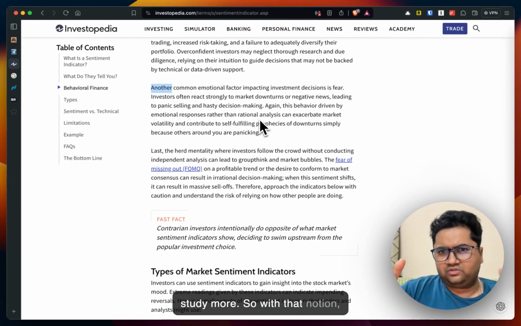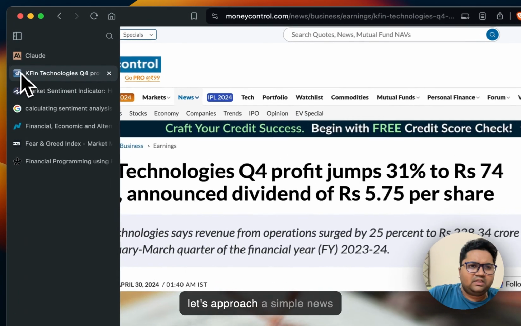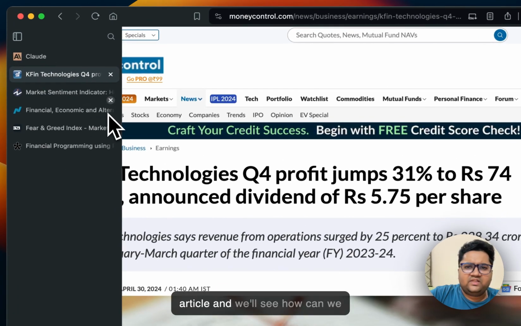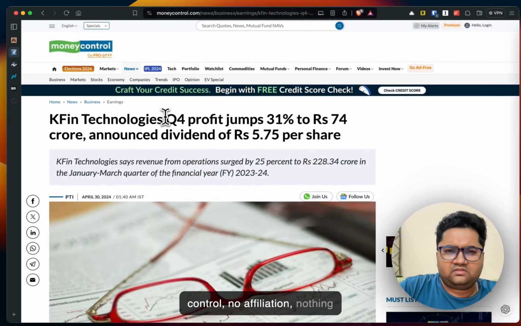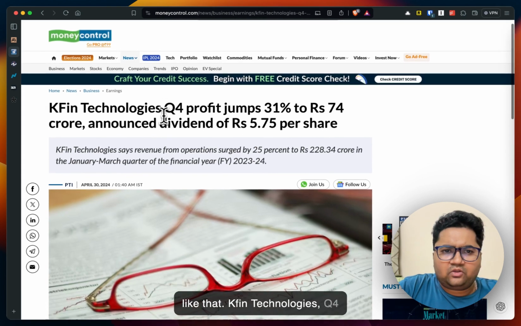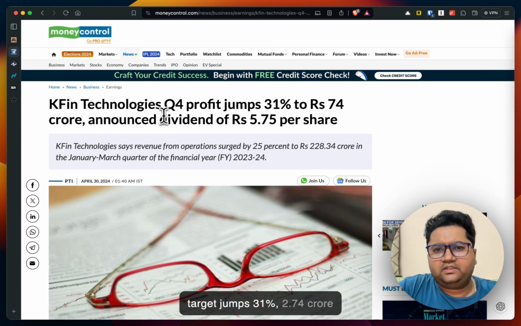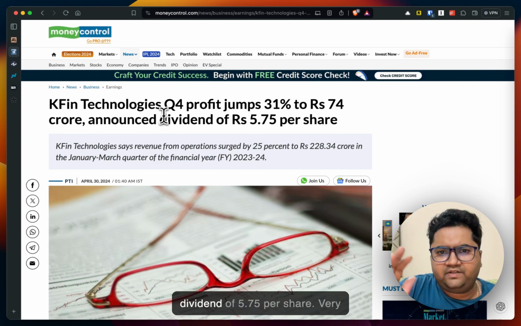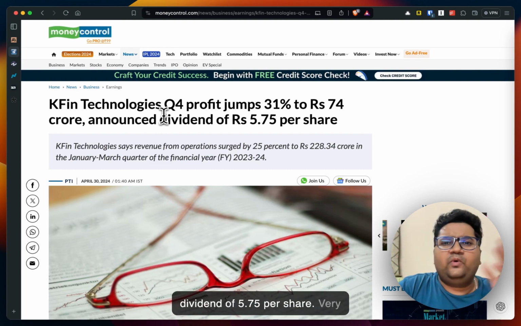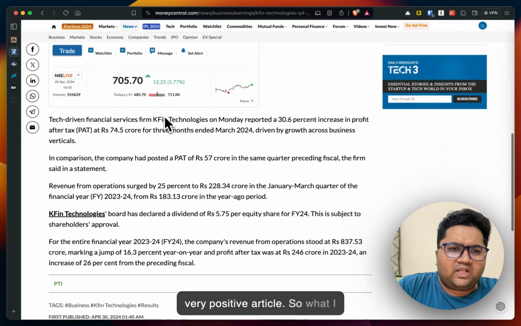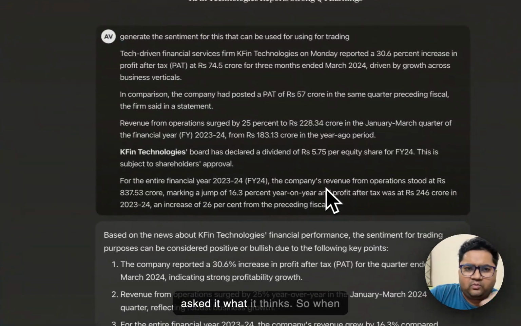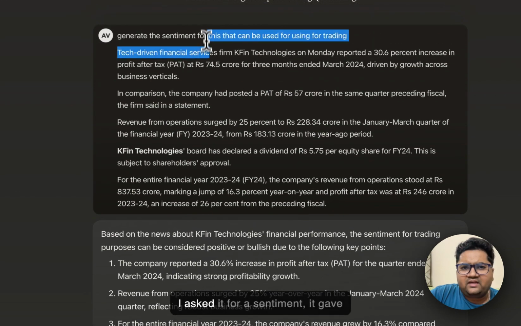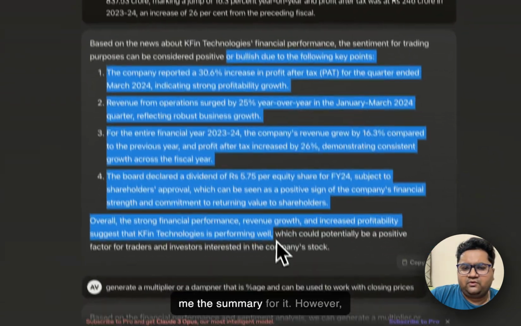So with that notion, let's approach a simple news article and see how we can study this. This is a random article I just picked off Money Control, no affiliation, nothing like that. KFin Technologies Q4 profit jumps 31% to ₹74 crore, dividend of ₹5.75 per share. Very positive article, right? So what I just did is copy all of this data, paste it into an LLM and ask it what it thinks. When I asked it for a sentiment, it gave me a summary.